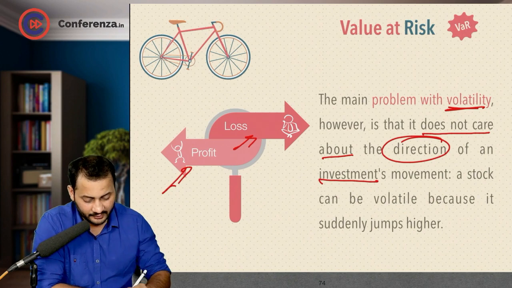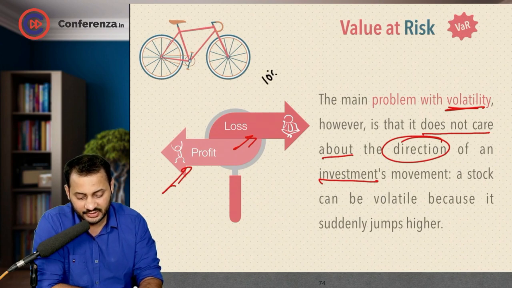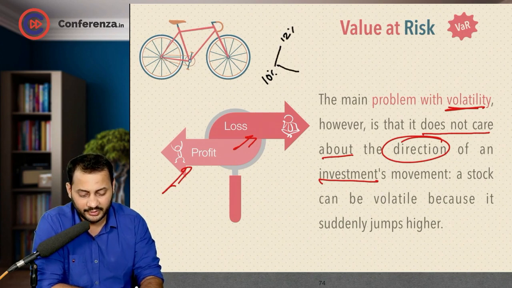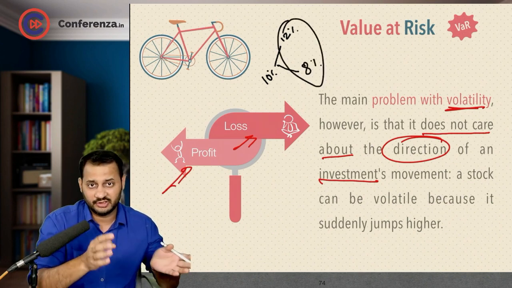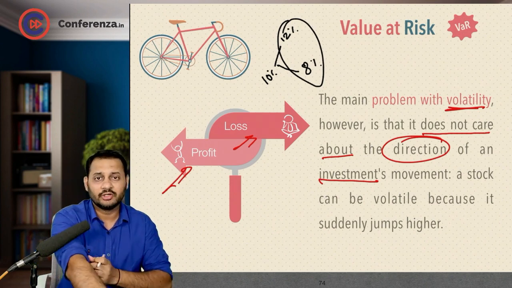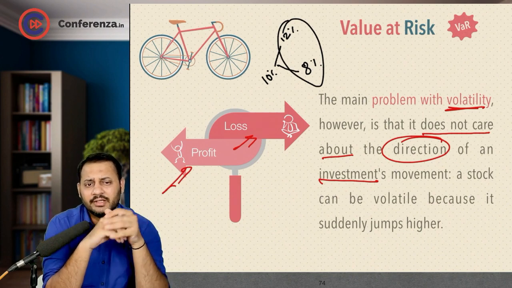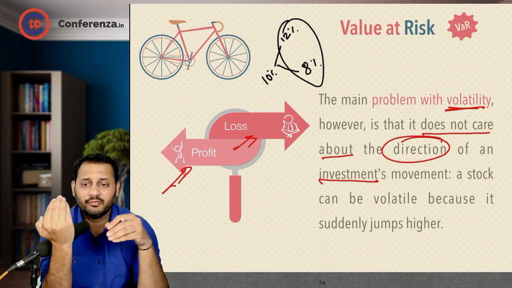Now, if you remember, in the standard deviation concept, I told you that if our expected return is 10% and the standard deviation is 2%, then our return can go up by 2% to 12% and down by 2% to 8%. So standard deviation shows the movement in both directions, the upside also and the downside also. So it shows the profit side as well as the loss side. But tell me one thing. Do you really think an investor cares equally about profit and loss? No.